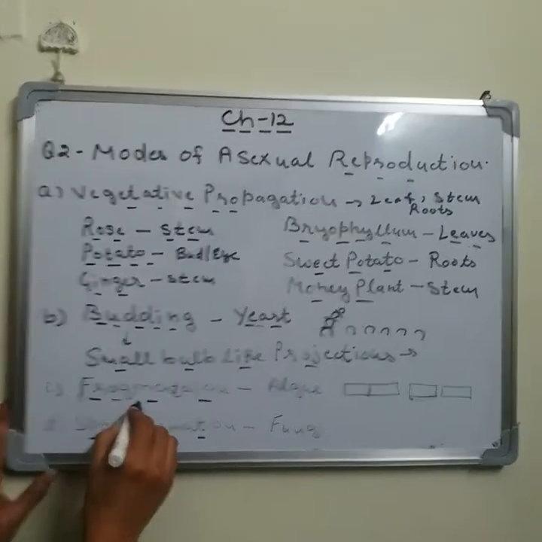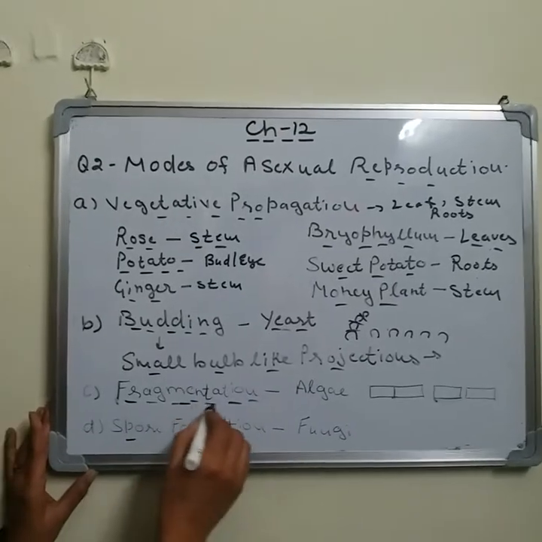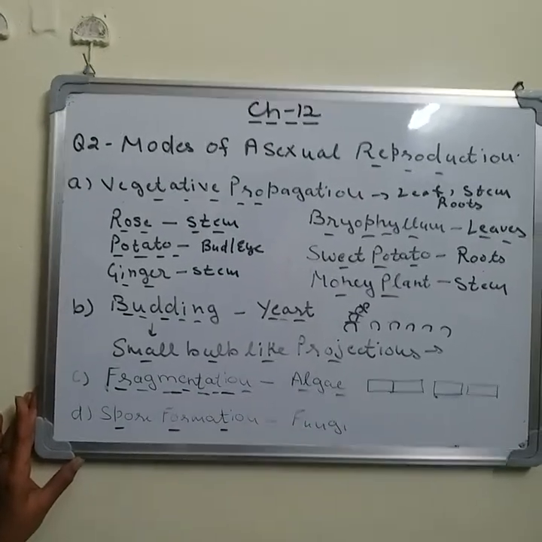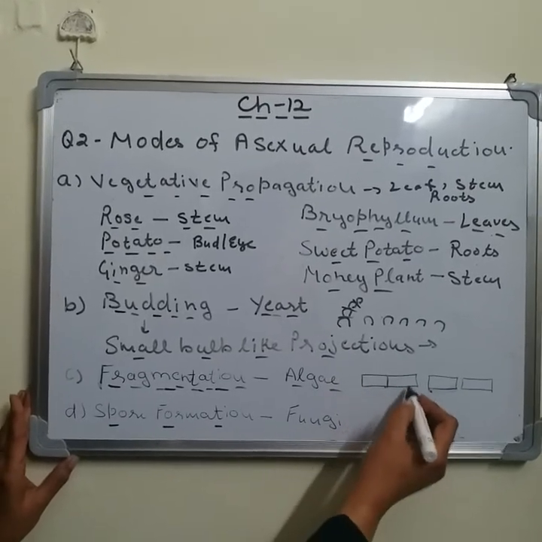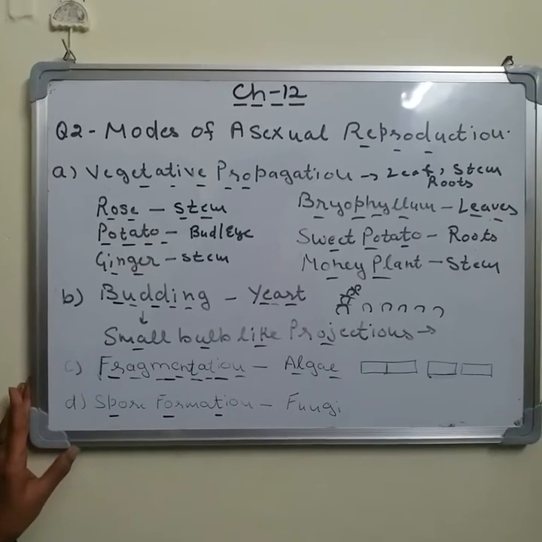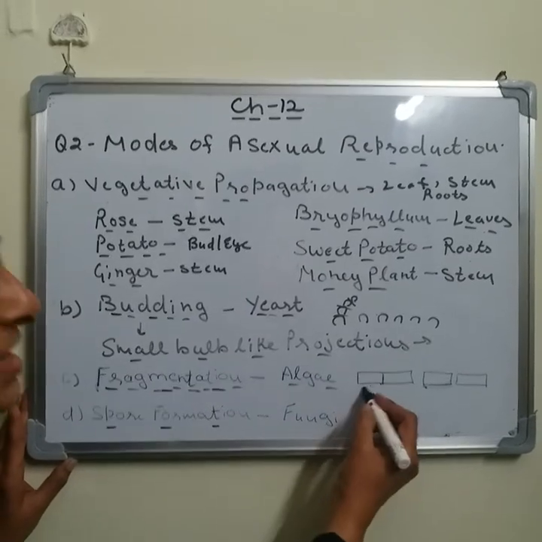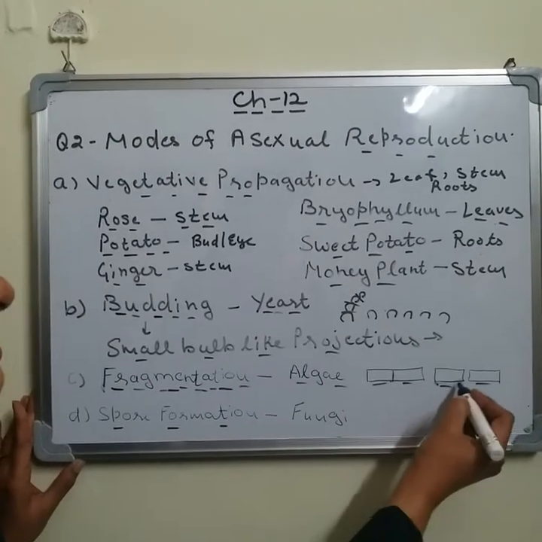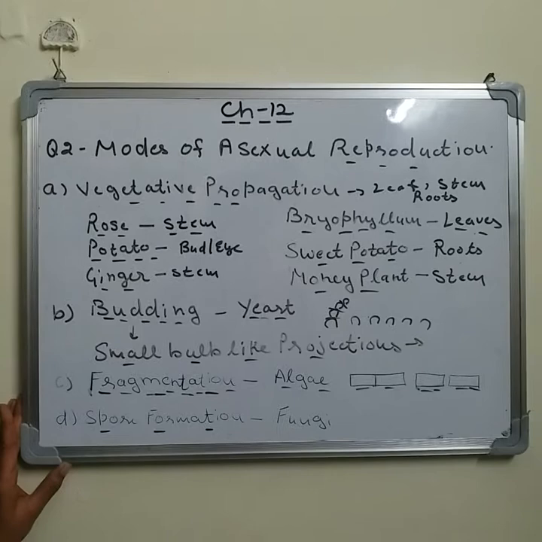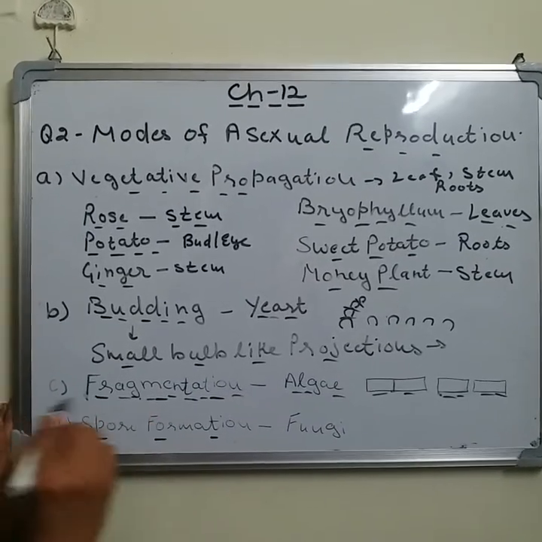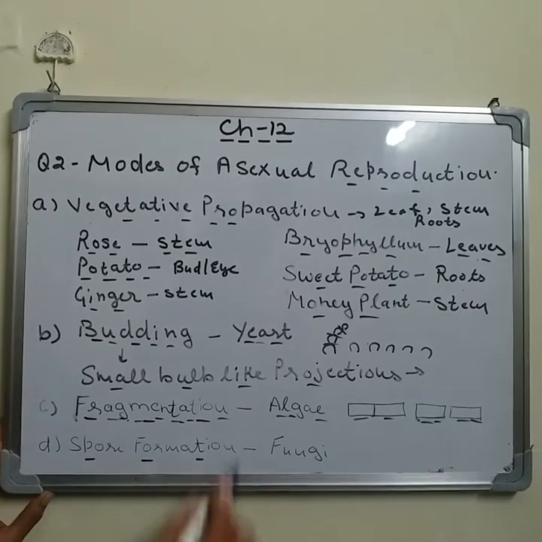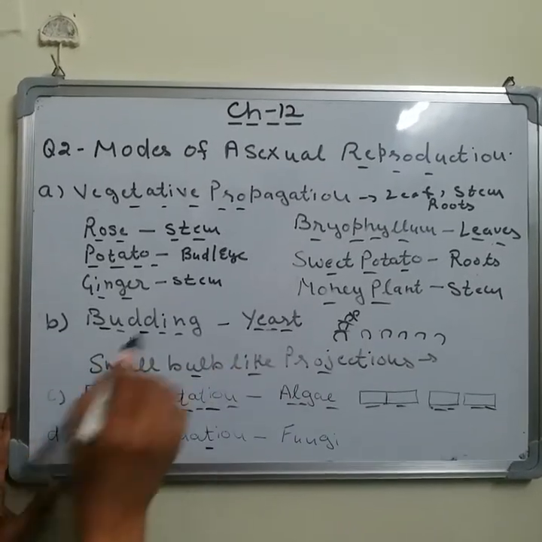Now the next one is fragmentation. Fragmentation, like in algae. Fragmentation means the body of the algae is divided into two or more fragments, and each fragment behaves like an individual organism. So algae reproduce through the process of fragmentation, and yeast reproduces through the process of budding.